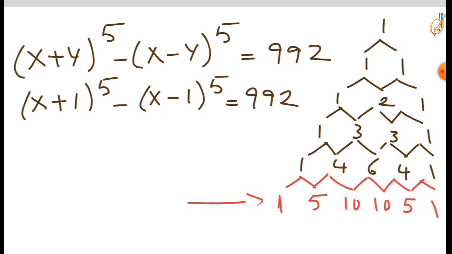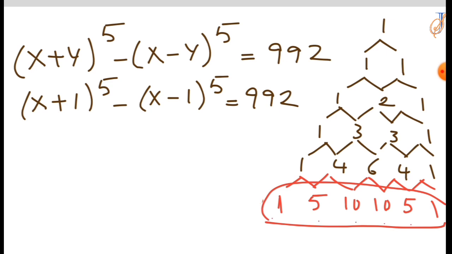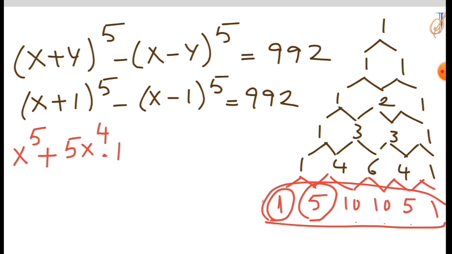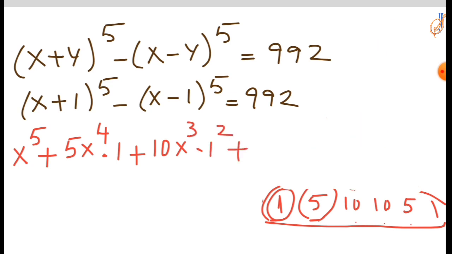So this is Pascal's fifth row, that is 1, 5, 10, 10, 5, 1. Using the binomial theorem, we are going to write this. So the first expression is 1 times x to the power 5, plus 5 times x to the power 4 times b, our b value is 1, plus 10 x to the power 3 times 1 to the power 2, plus again we have 10.